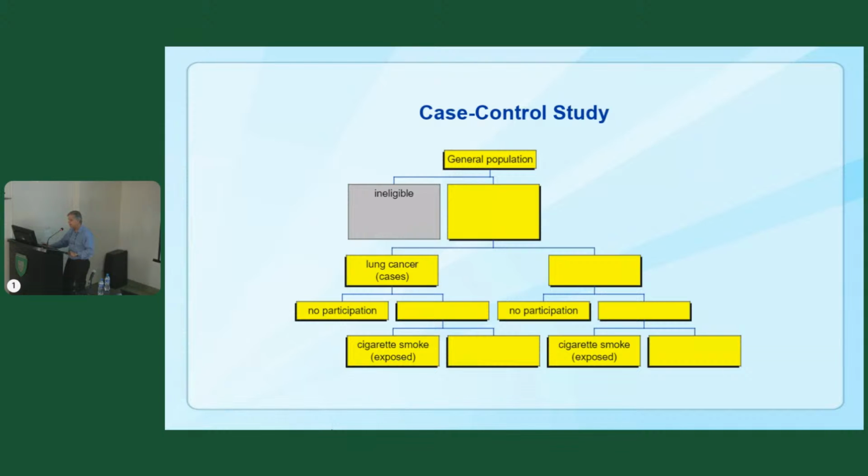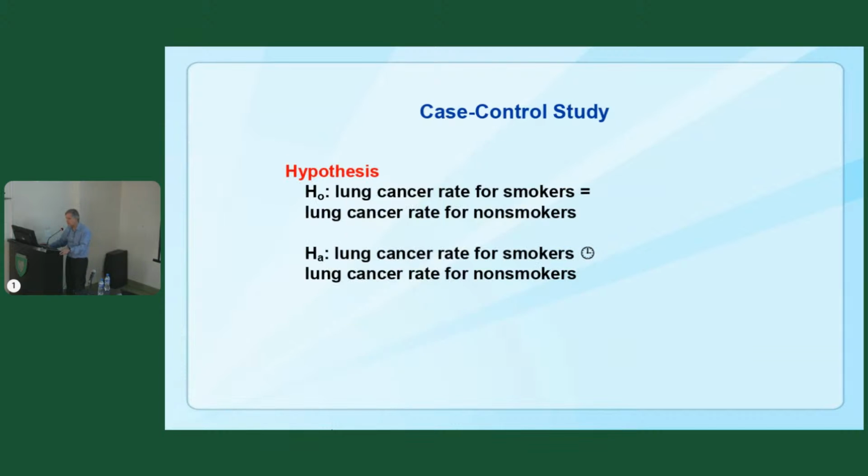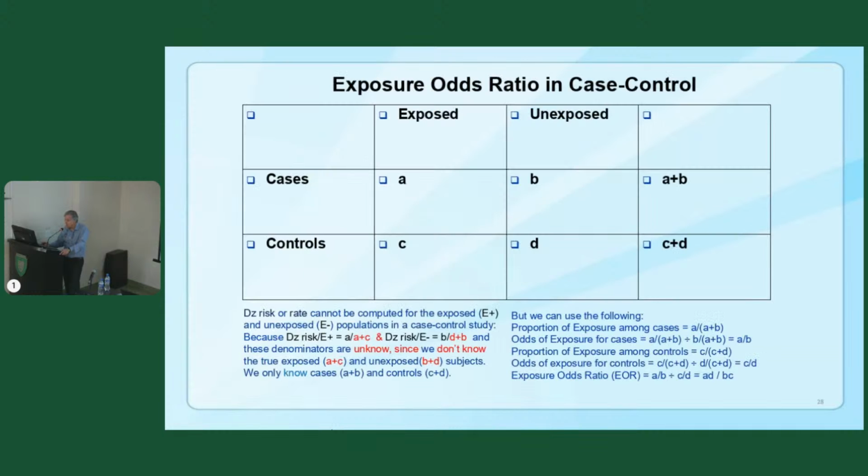This is an example on cancer and smoking. The null hypothesis is that the lung cancer rate for smokers is the same as the lung cancer rate for non-smokers. Your alternative hypothesis is that they're not the same. It should be a sign of difference there.